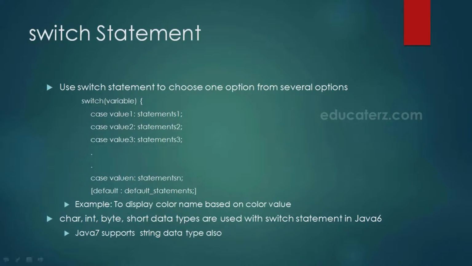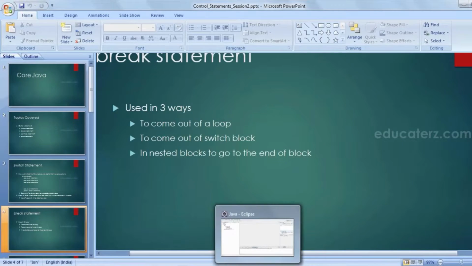So the best example for a switch statement is to display a color name based on the color value. The char, int, byte, and short data types are used with the switch statement in Java 6. Like the variable which we are passing to the switch as a parameter can be of type char, int, byte, short. However, Java 7 supports string data type values also. So let's see an example of this switch statement first.